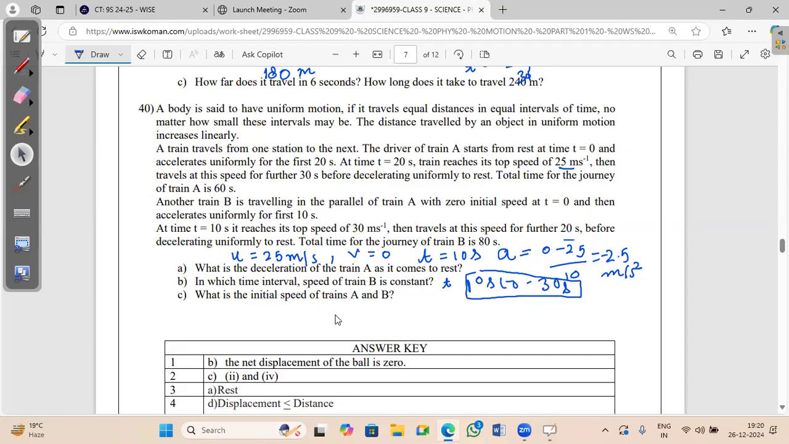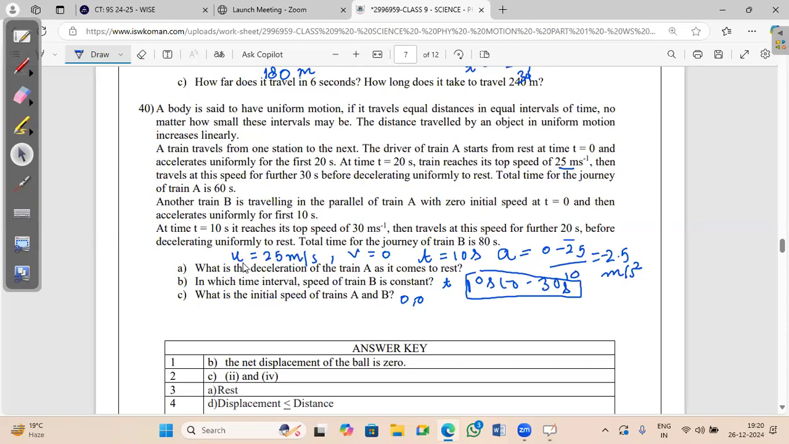Okay. Then what is the initial speed of trains A and B? Both of them are starting from rest, so the initial speed is 0 for both of them. Got it, sir.